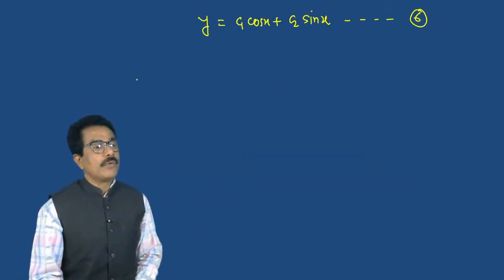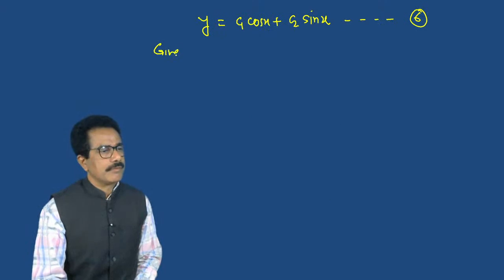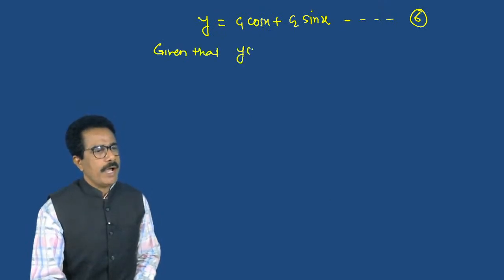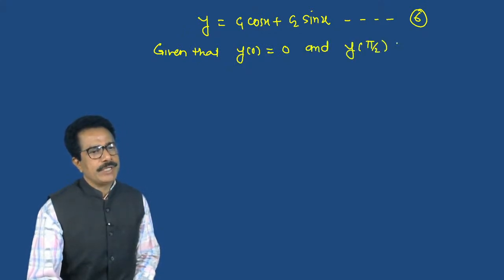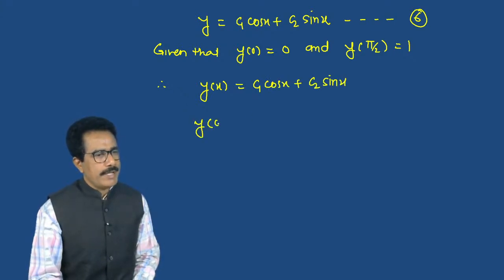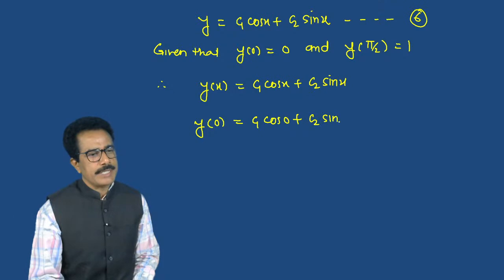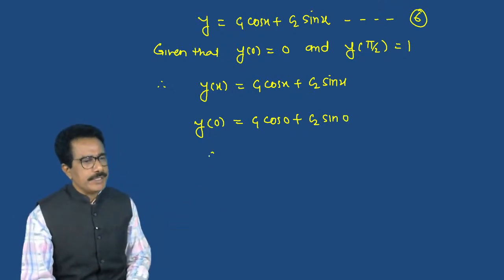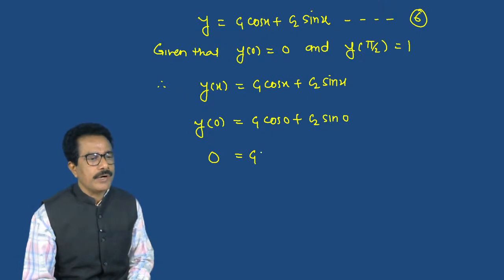Now see, given that y of 0 is equal to 0 and y of pi by 2 equals 1, therefore y of x is equal to c1 cos x plus c2 sin x, so y of 0 is equal to c1 cos 0 plus c2 sin 0. Y of 0 is given as 0, which is c1 into cos 0 means 1 plus c2 into 0, so it will be c1 is equal to 0.